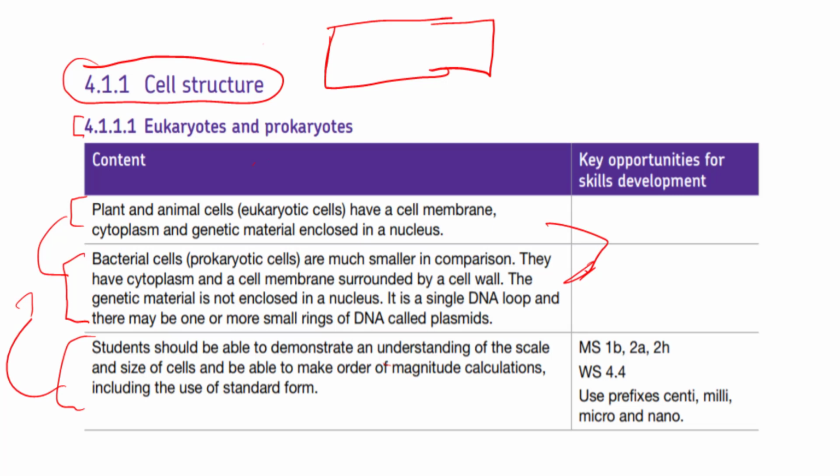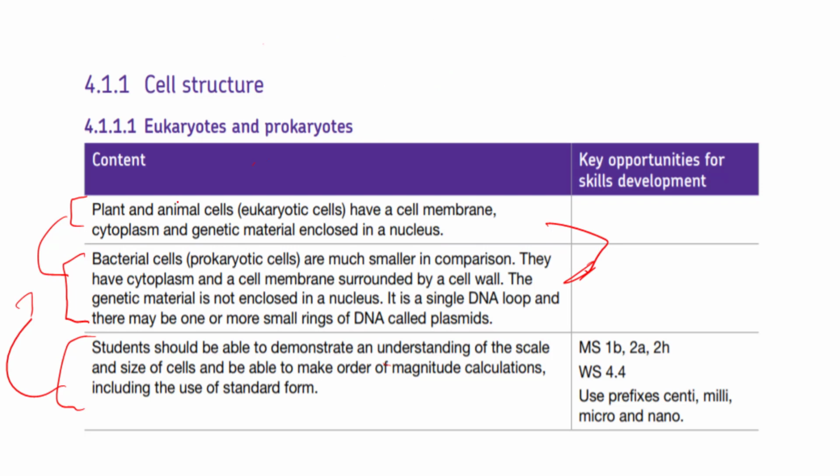Okay, and let's go back to the spec. Looking at the spec, we can see that we have completed this section. We know that plants and animals have a cell membrane, cytoplasm, and genetic material in a nucleus, so that's the eukaryotes bit. Bacterial cells, which are prokaryote cells, are much smaller in comparison. We looked at the different sizes, and cells are usually in micrometers. And we talked about single DNA loops and plasmids, and there may be one or more rings of this DNA called plasmids. And I've also shown you the magnitude calculation as well. So that's all for today.